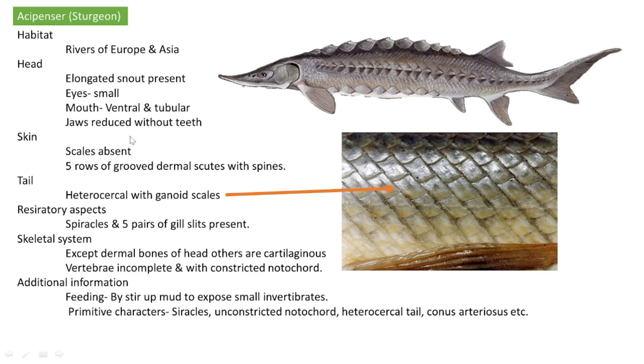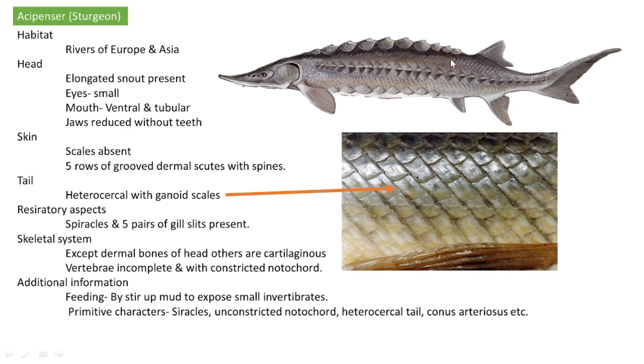Jaws are reduced, without teeth. It's a peculiarity. All these points you can remember or recollect while thinking in connection with that head attribute in our table. Skin. What about the skin? Skin scales are absent. 5 rows of grooved dermal scutes.